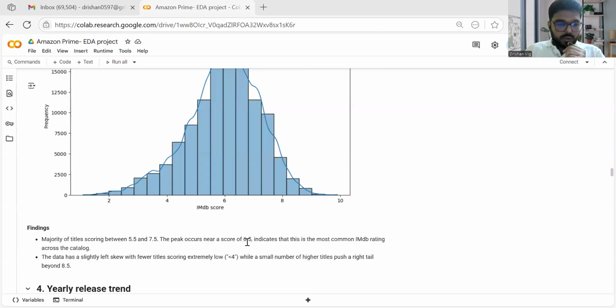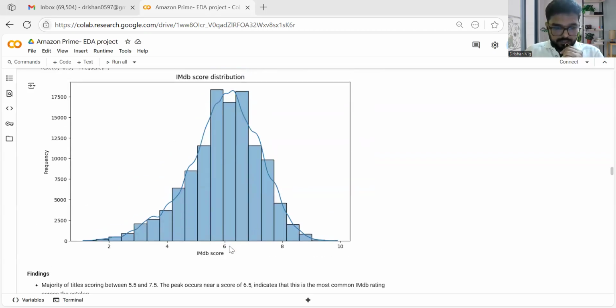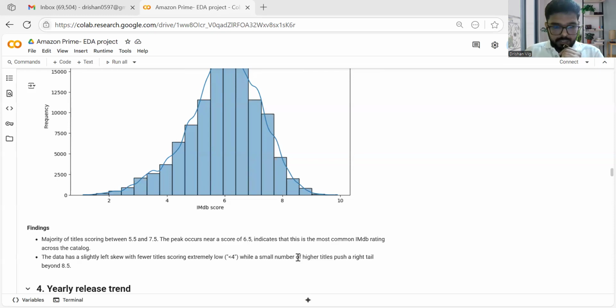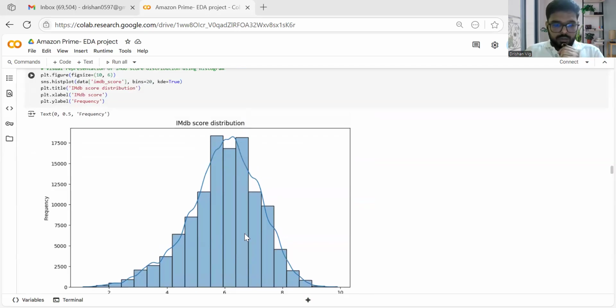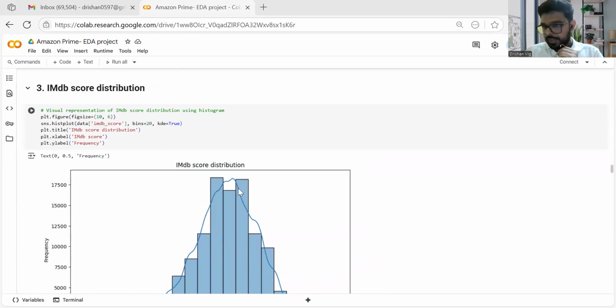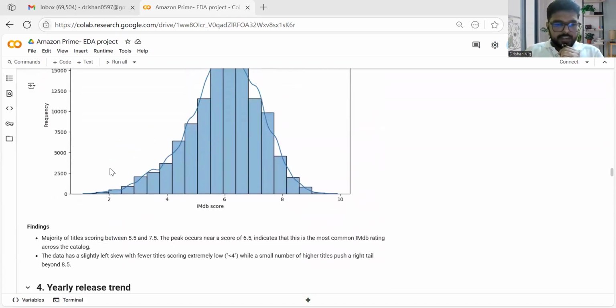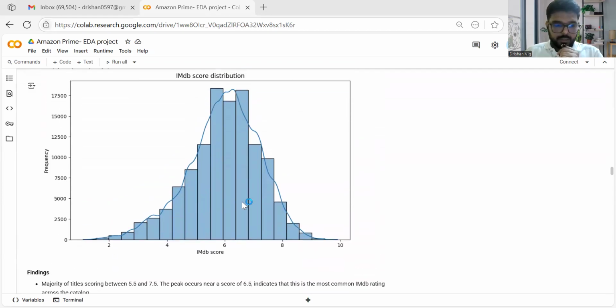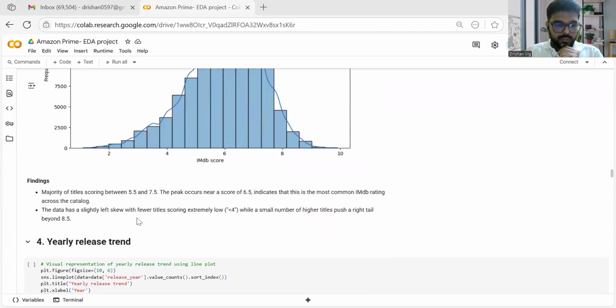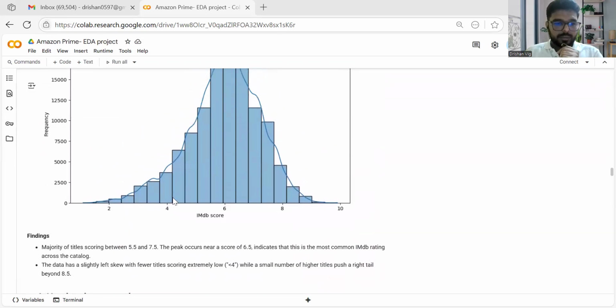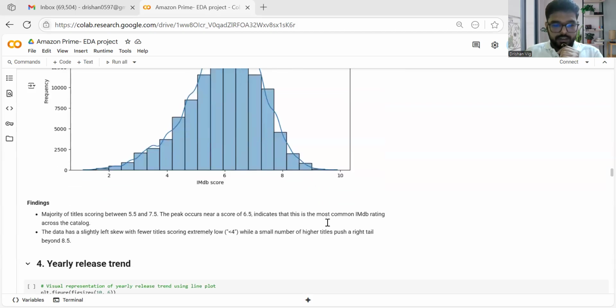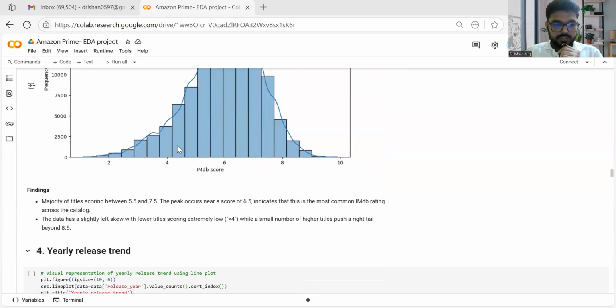The peak occurs near a score of 6.5, which indicates that this is the most common IMDb rating across the catalog. So 6.5 is the most common IMDb rating, as we can analyze from this visualization. The data is slightly left skewed, as you can clearly observe, with fewer titles scoring extremely low, like below 4, and some are higher. So the nature of this visualization is slightly left skewed.